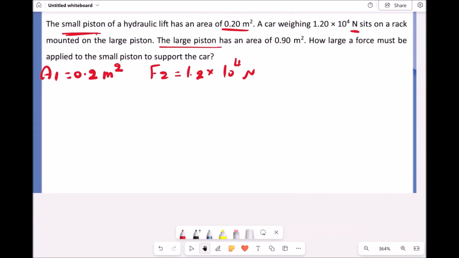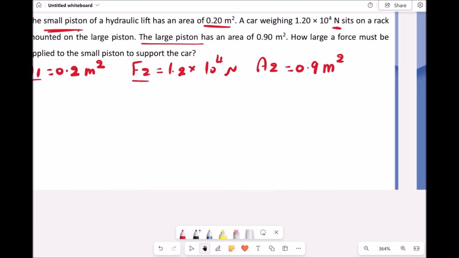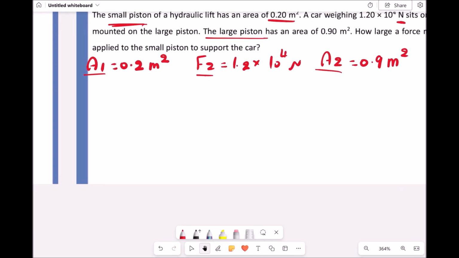The large piston, so you know this is area 2. It has an area of 0.9 meter squared. How large a force must be applied to the small piston? So it needs what, guys? You have A1, you have F2, and you have A2, okay? So it needs F1. F1 is equal to what?